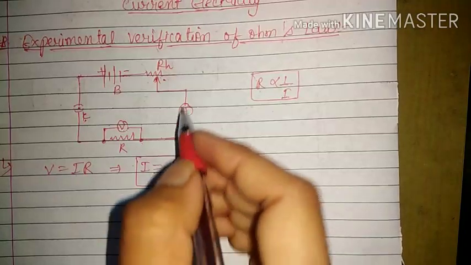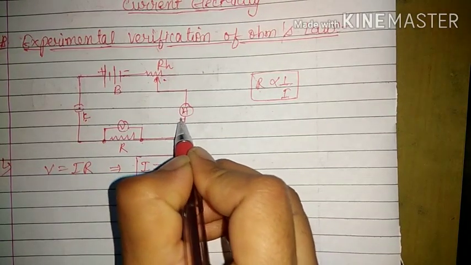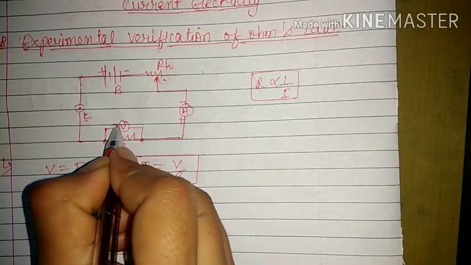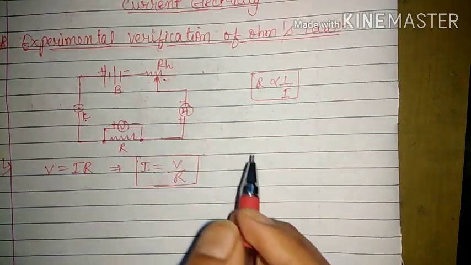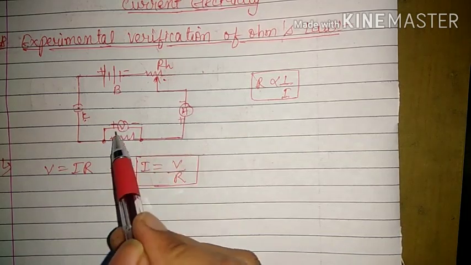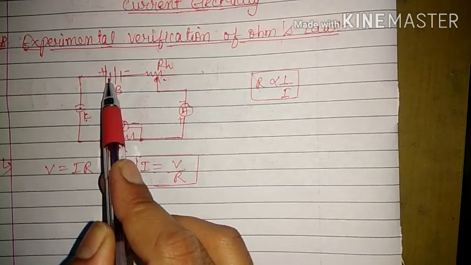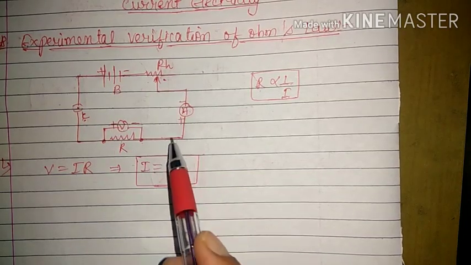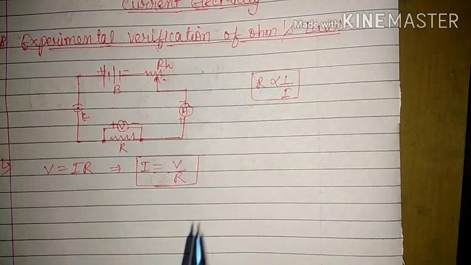One more thing. The ammeter will have two terminals, positive and negative. The voltmeter will also have two terminals, positive and negative. We know that in both cases, the positive terminal of the instrument should be connected with the positive terminal of the battery, and the negative terminal of the instrument with the negative terminal of the battery.